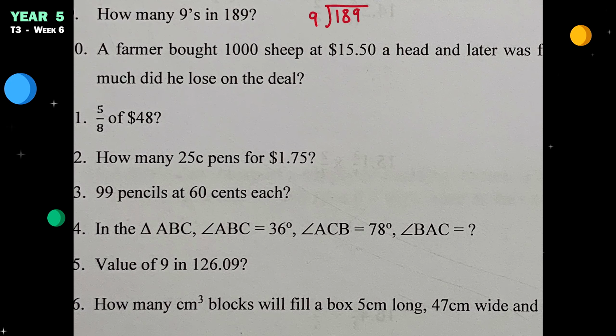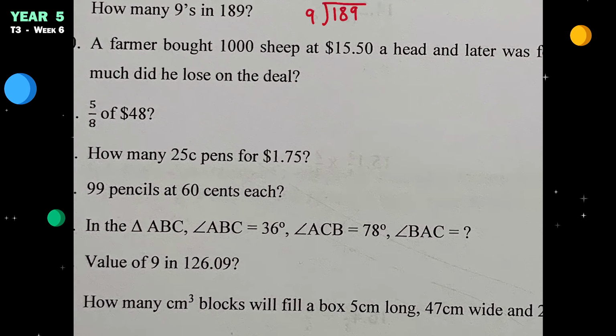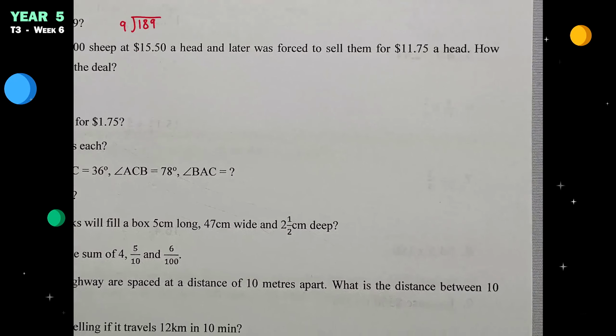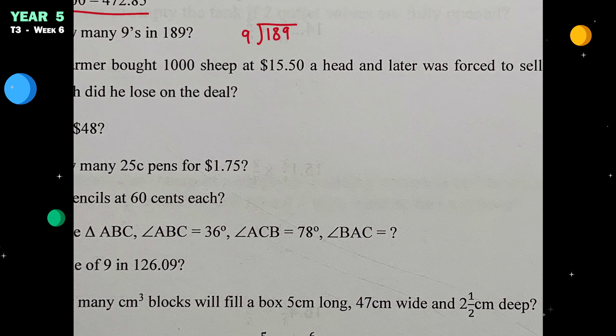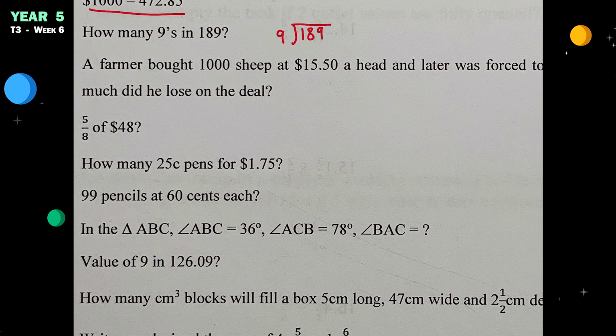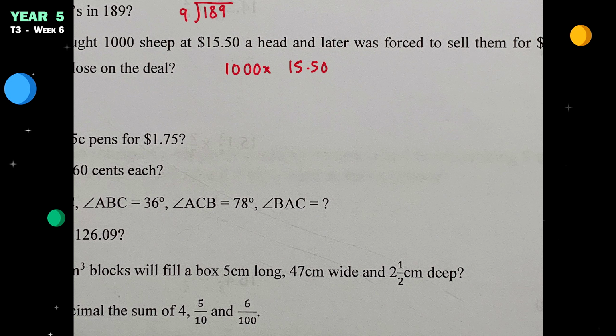Next one says a farmer bought 1,000 sheep at $15.50 a head, and later was forced to sell them for $11.75 a head. How much did he lose on the deal? So what we have to do is find the total money, how much he paid altogether. So you would do 1,000 times 15.50. Don't get the answer, just watch. I'll show you a quick way to do this. Just leave that there for now, and once we have the answer for that, put in brackets to say that we had to do that first.